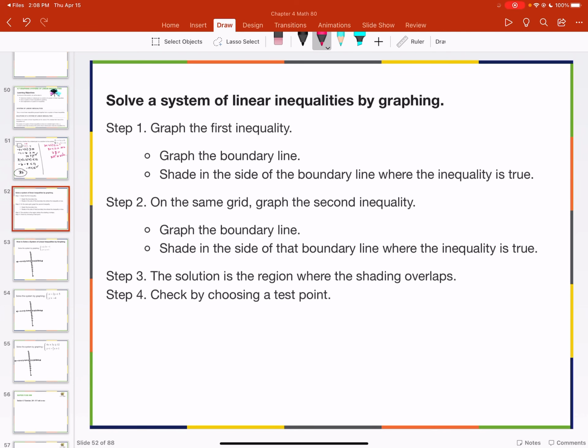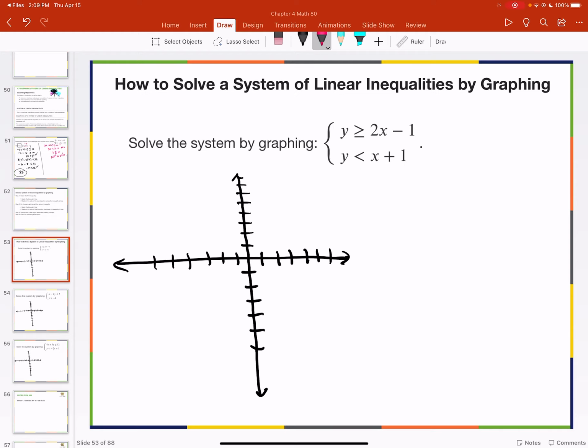Again, just like I showed you, here it is in words. To solve a system of linear inequalities by graphing, first you graph the first inequality. Remember, you need to graph the boundary line. If it's a strict inequality, meaning it doesn't have the line underneath it, it's a dashed line, right? And then we shade the side that makes the inequality true. Then we graph the second one, and the solution is the region where the shading overlaps. Okay, so let's go ahead and graph both of these.